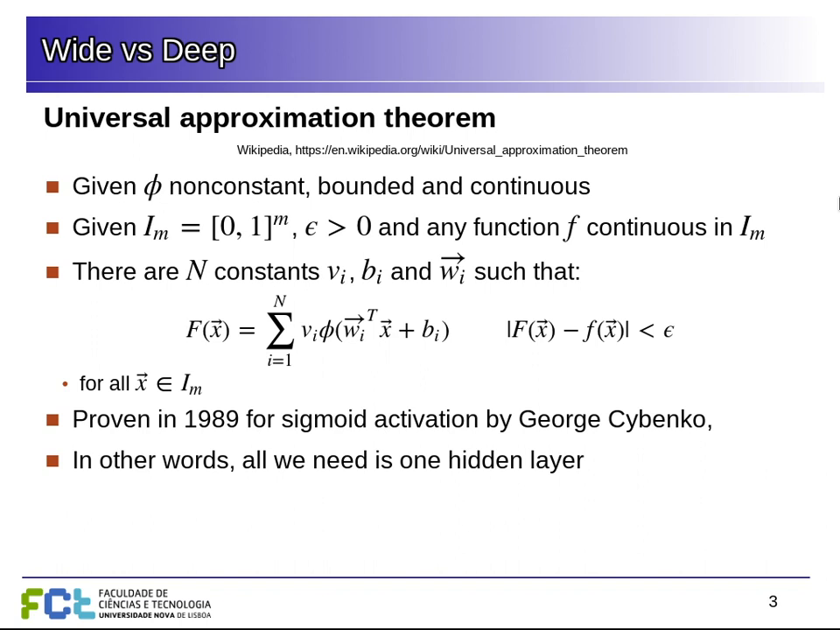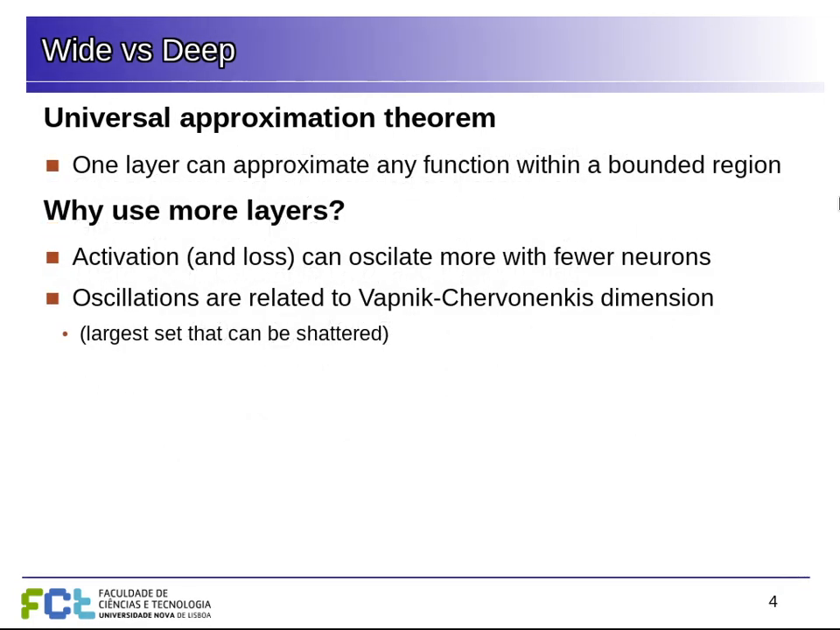So if one hidden layer is enough to have a universal approximation to any function, the question is, why do we need more than one hidden layer? Why are we stacking more layers? The idea here is that even though we could use one hidden layer, when we stack and create a composition of consecutive nonlinear transformations, we can get more oscillations of our function with fewer neurons.